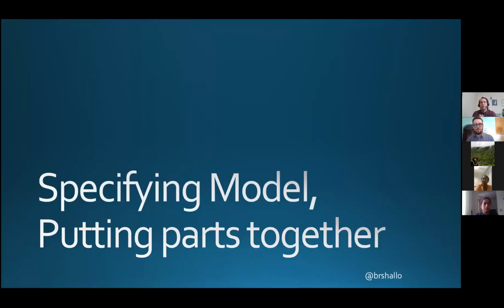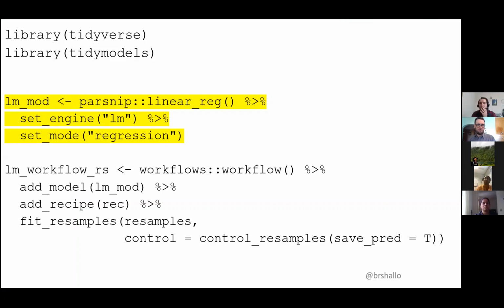Okay, so at this point, I've specified the resampling object. I've specified a recipe. I've done my feature engineering. Now I'm going to specify my model and then build out a workflow.